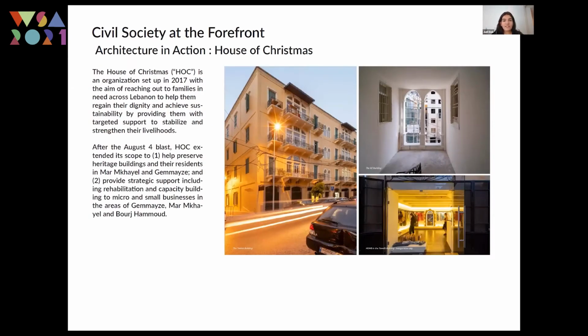House of Christmas addresses a different area, which is a heritage building. So it's an organization set up in 2017 with the aim of originally reaching out to families in need across Lebanon to help them regain their dignity and achieve sustainability by providing them with targeted support to stabilize and strengthen their households. But after the August 4 blast, House of Christmas extended its scope to, one, help preserve heritage buildings and their residents in Magm Khayl and Jemaize, and two, provide strategic support, including rehabilitation and capacity building to micro and small businesses in the areas of Jemaize, Magm Khayl, and Burj Hammoud.